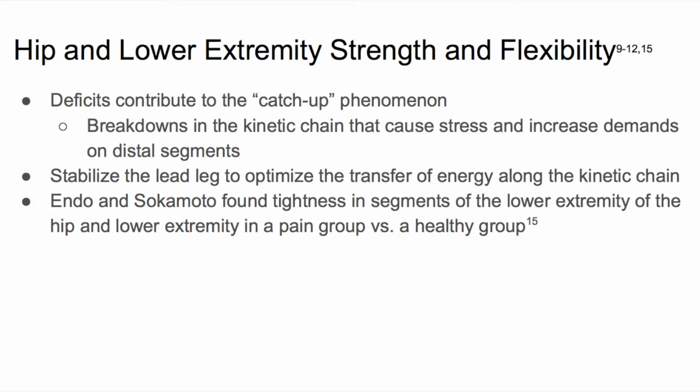They also found that in preseason or early season, these athletes had decreased external rotation of the hip and tightness found in the stance leg of the quadriceps. This all contributes to the phenomenon that we discussed before, that proximal segments that may have deficits in them will contribute to pain or injury towards the distal end of the kinetic chain.